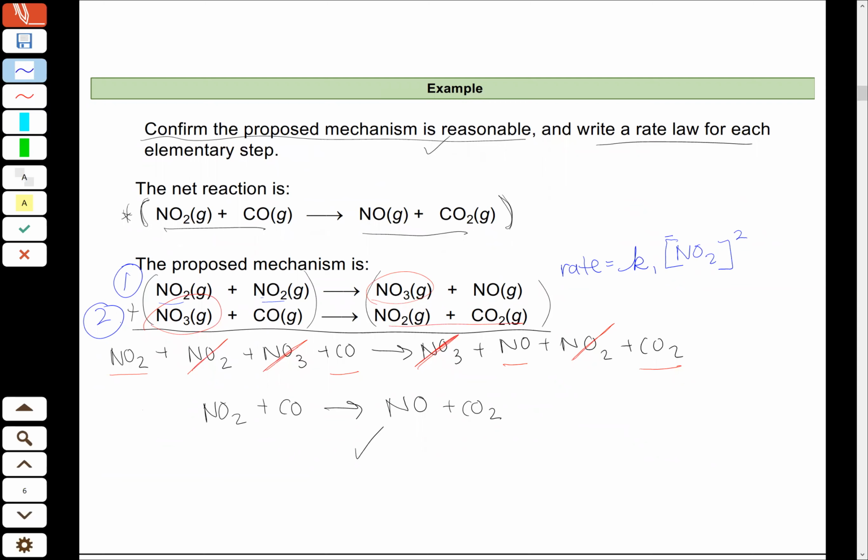Now, my second step rate will be equal to my rate law constant for step 2, and then my reactants are NO3, and I have a coefficient of 1, and I only have 1 of these on my reactant side, and then CO. And that's it. So it'll be first order with respect to NO3 and first order with respect to CO. All right.